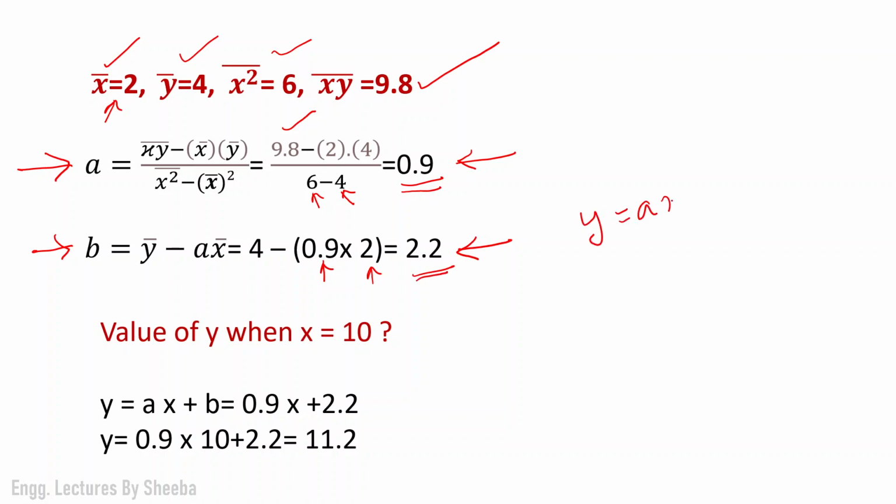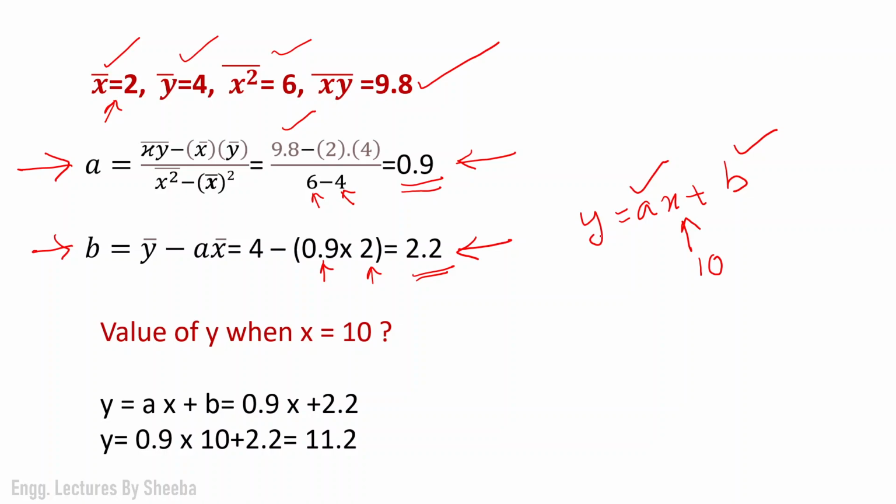Now we got the value of, see what is the equation? Y is equal to ax plus B. Now we found the value of A and we found the value of B. Now the question is, find the value of y when x is equal to 10. So x is given 10 and you are going to predict the value of y.